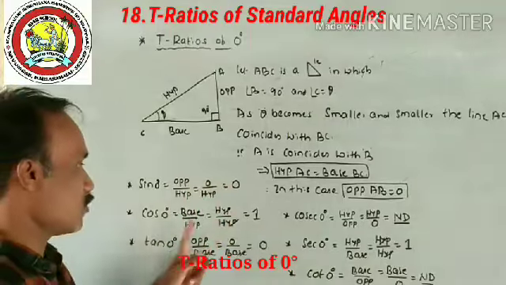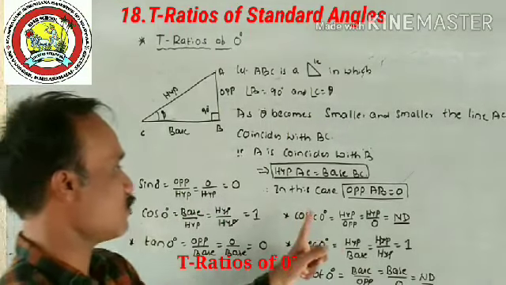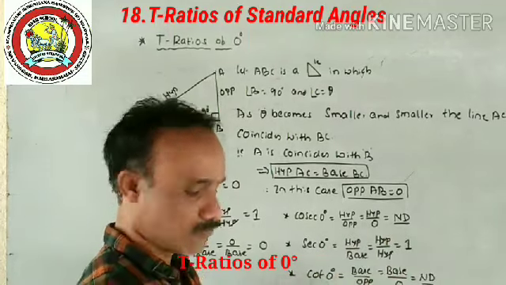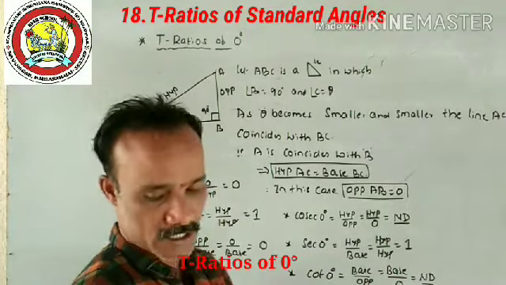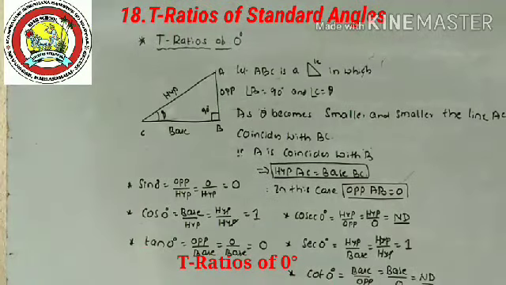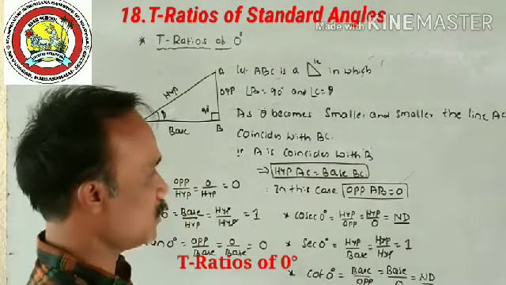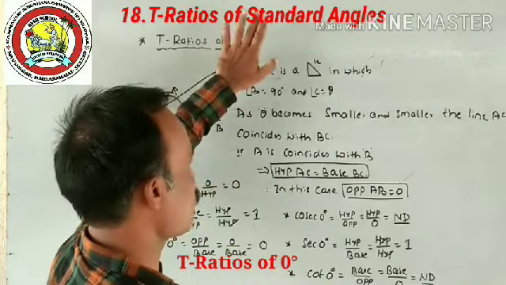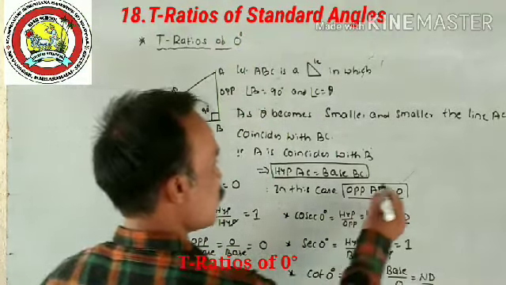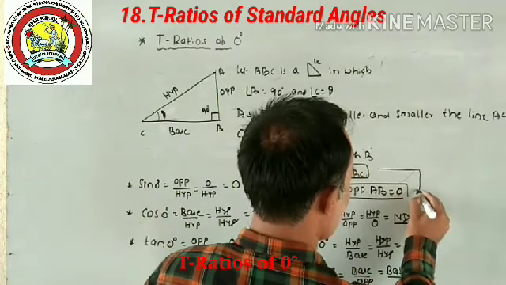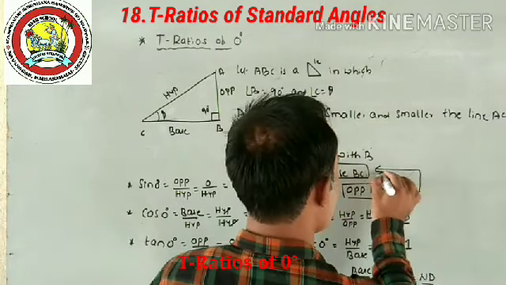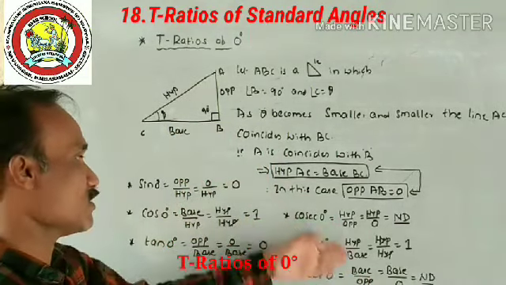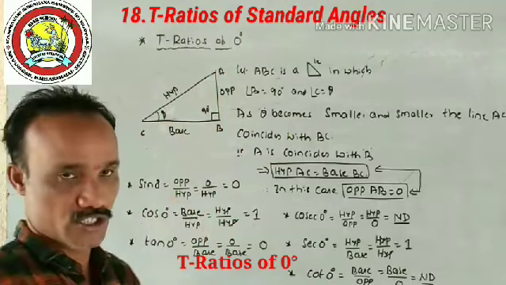Sin 0 is 0, cos 0 is 1, tan 0 is 0, cosecant 0 degree not defined, secant 0 is equal to 1, then finally cot 0 is equal to not defined. So the very important thing in case of trigonometric ratios of 0 degree is that opposite is equal to 0 and hypotenuse is the same as base. Yes, these are the trigonometric ratios of 0 degree.